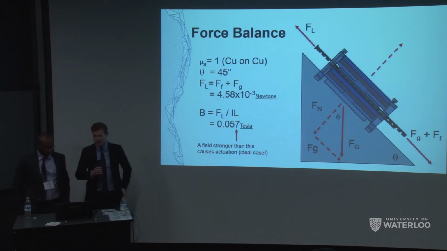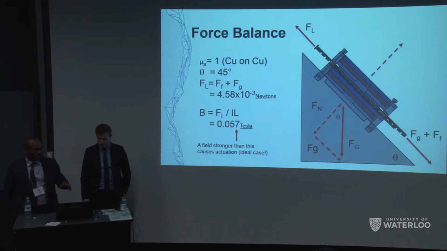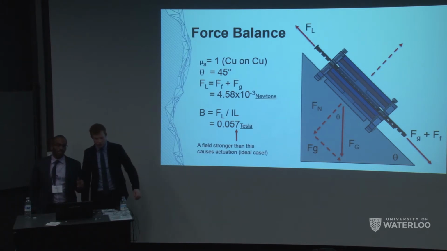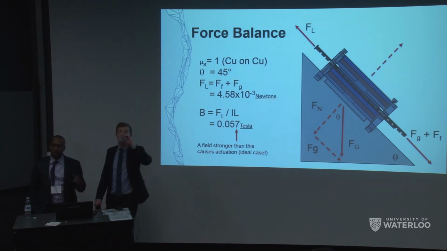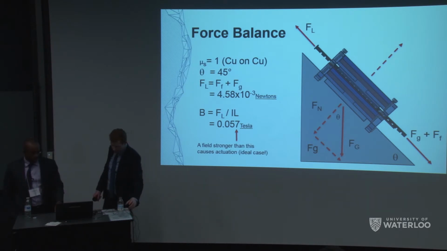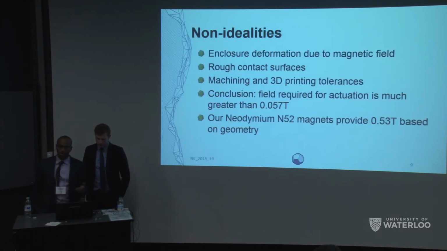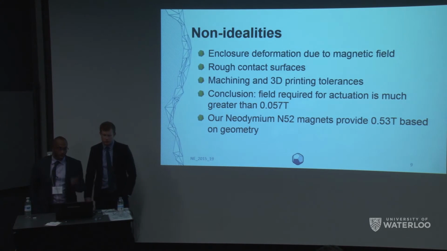But it succeeded. So going back on what he just said, the field that we got wasn't actually 0.057. That's the force that we need to overcome gravity and friction. What we actually got was 0.53, so an order of magnitude more.